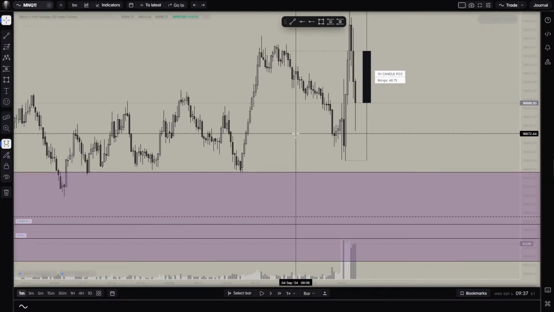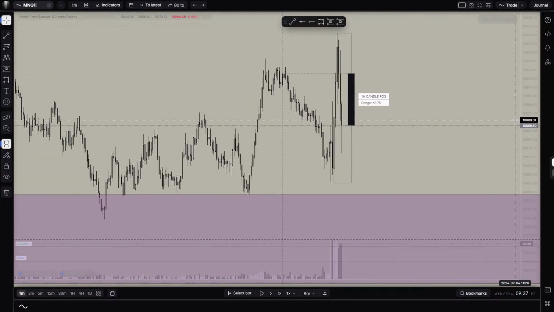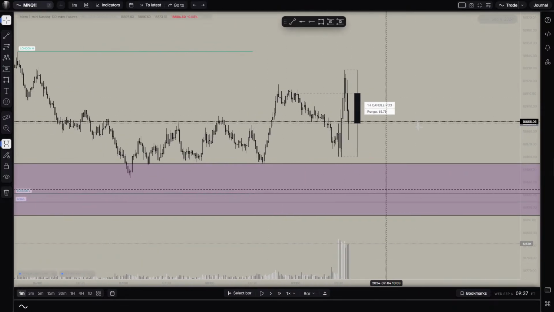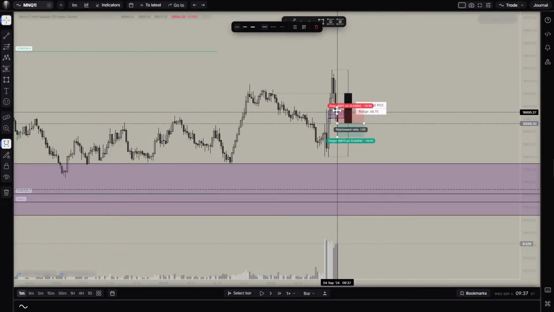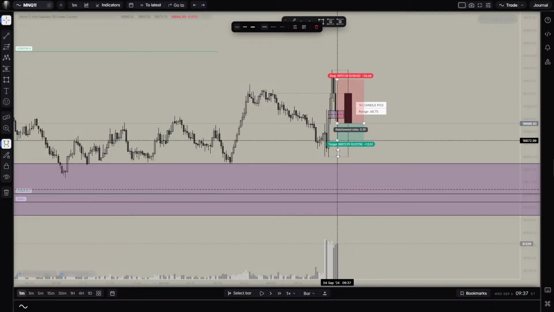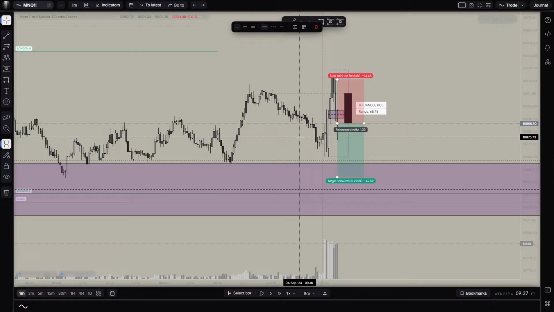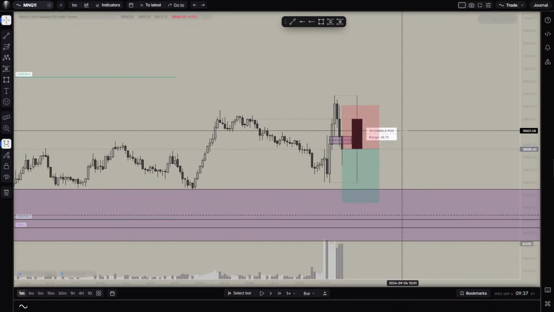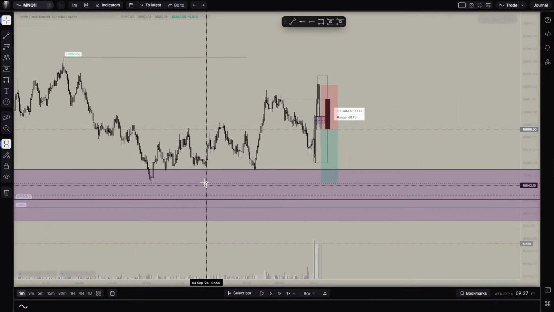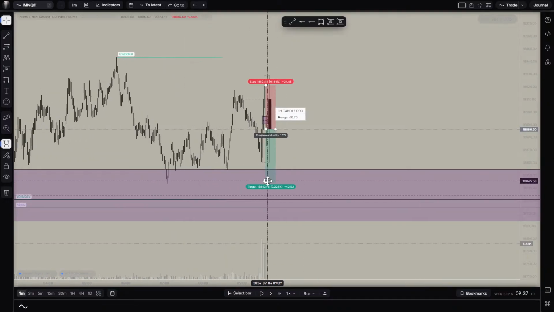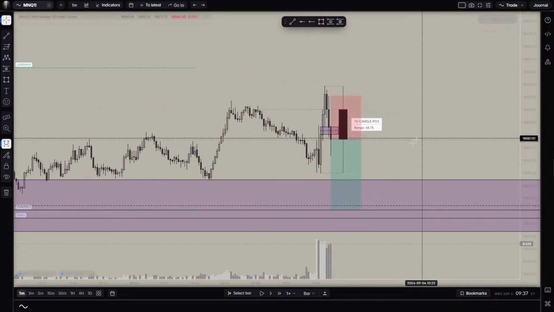Okay, we get a closure. That's awesome. This is a clear inversion, and you can look at it. This might as well target the London lows and give a better RR also.